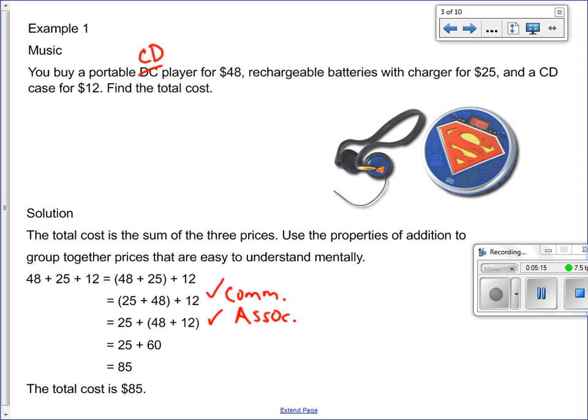All right. So now, most of you can do in your head 48 plus 12, which is 60. And then take 60 and add 25, and you'll get $85. So the total cost of those items is $85.